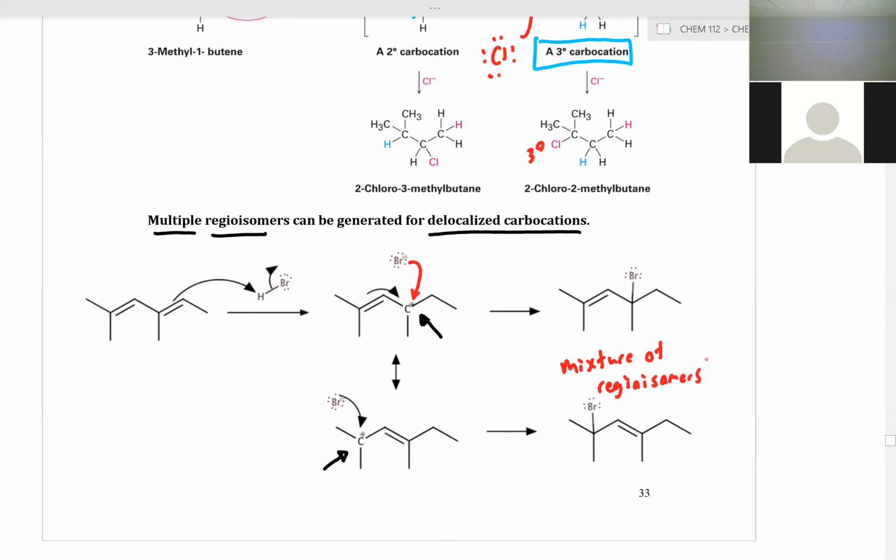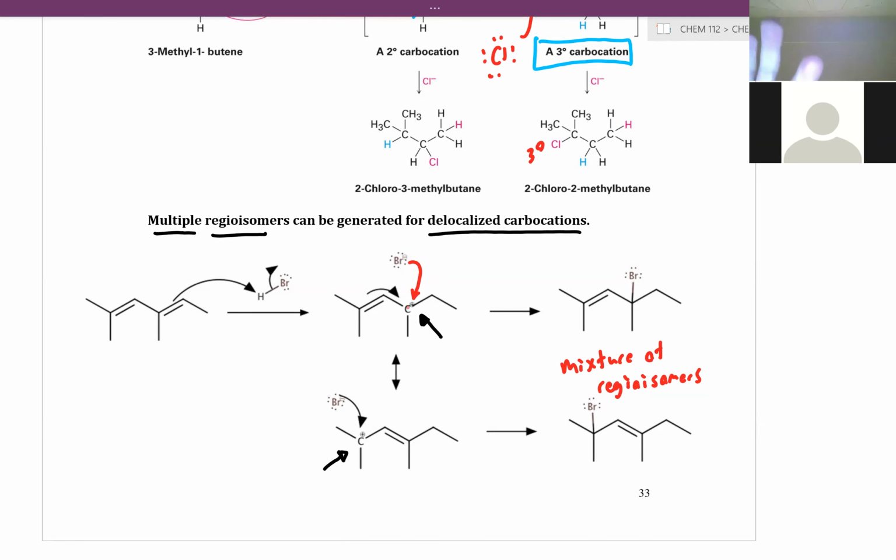As our carbocation is conjugated, this positive charge can be delocalized throughout our molecule via resonance. So we have multiple sites that are carbocation-like and multiple sites where our nucleophile can add. Does this make sense to everyone so far? Okay, perfect.